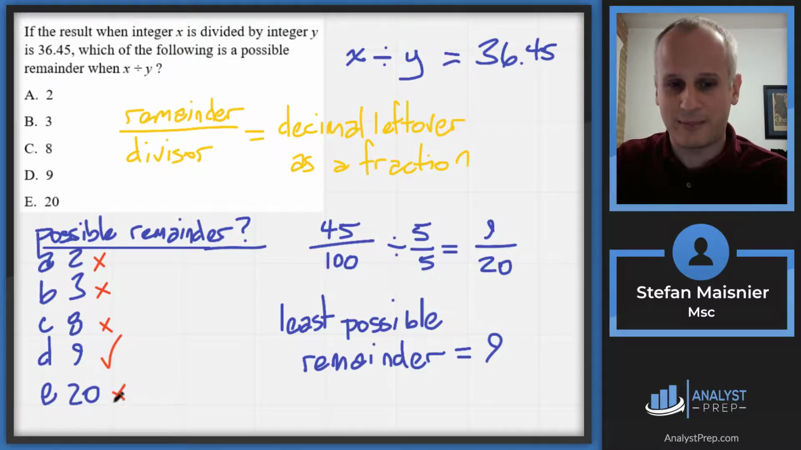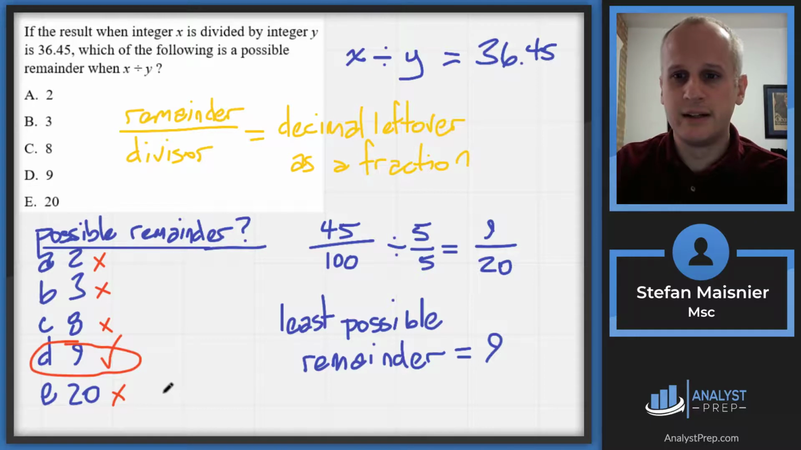And 20 is a trap because that's our divisor, and our least possible divisor, to produce a value of 36.45 when we work with the actual integer x and integer y. So here is an example of how to work through a problem-solving question involving remainders, and this is frequently one of the more difficult concepts on the exam. So next, let's go ahead and take a look at a data sufficiency involving these concepts of remainders and factoring.